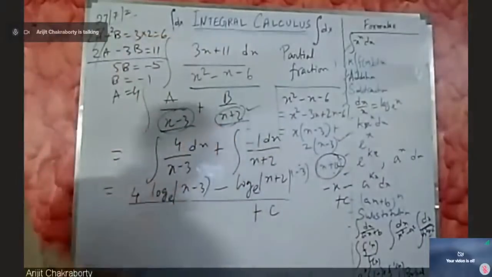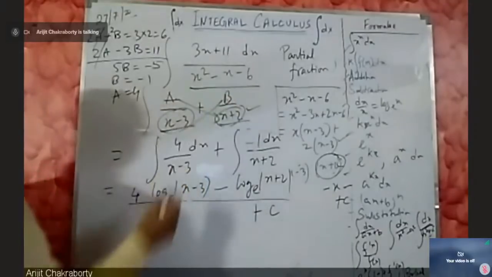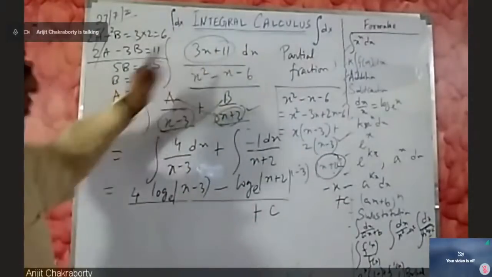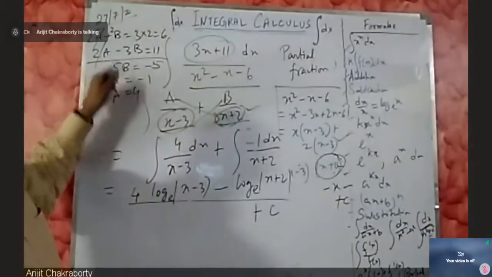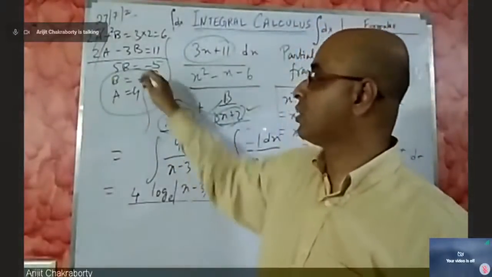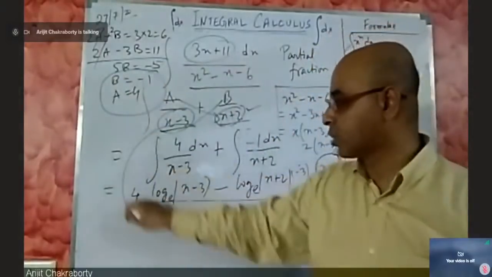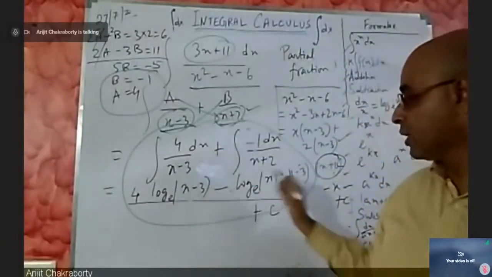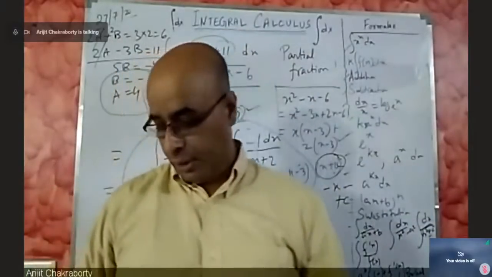Once you adjust x minus 3 and x plus 2 in this way, a into x plus 2 plus b into x minus 3 should give you the numerator. So we compared them and got a plus b equal to 3 and 2a minus 3b equal to 11. We solved the equations and got b equal to minus 1, a equal to 4. Putting the same in the equation, we got 4 log x minus 3 minus log x plus 2 plus the constant of integration c.